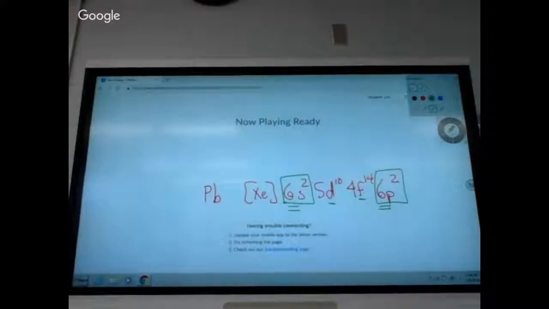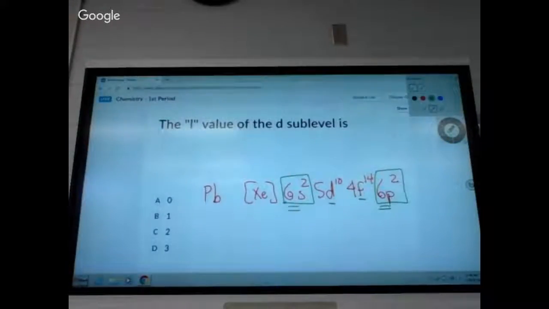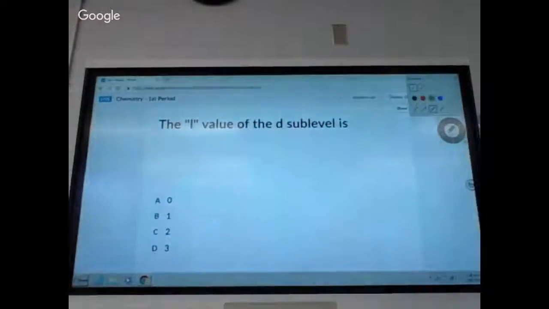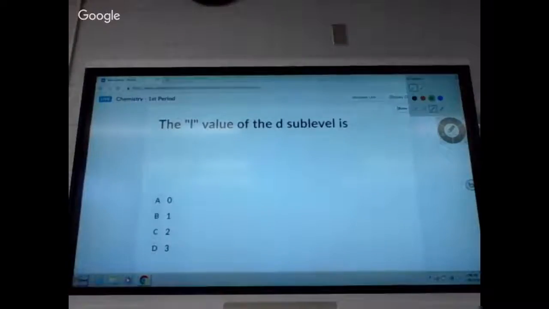All right. See if you remember this one. Oh, I need to get rid of all this. What was the L value? Did it start out with 0 or 1? You gotta think.